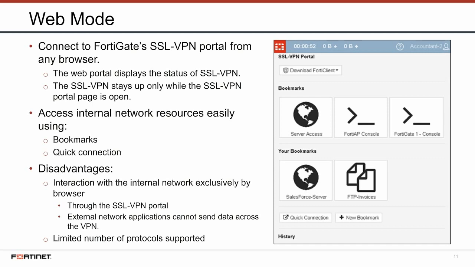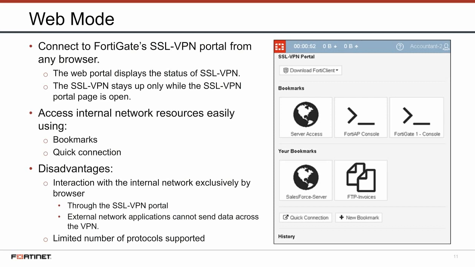The bookmark section on the SSL VPN portal page contains links to all or some of the resources available for the user to access. The Quick Connection widget allows users to type the URL or IP address of the server they want to reach. A web SSL VPN user makes use of these two widgets to access the internal network. The main advantage of web mode is that it does not usually require you to install extra software.